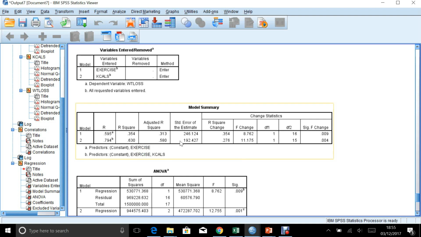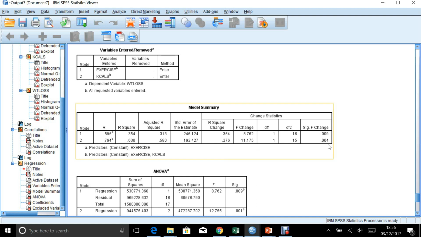Now here we can see when exercise is entered first that it's a significant predictor, and when we enter food intake in the second block, we can see the change in the R-square value. And if we look at the R-square change here, it goes from 35.4% when exercise is entered on its own, and it actually increases by 27.6%. So these two added together give us our total 63% of variance explained.